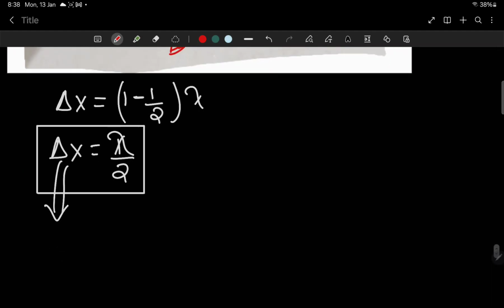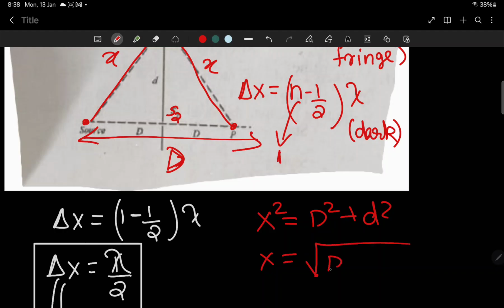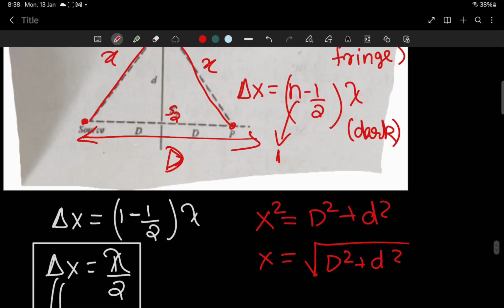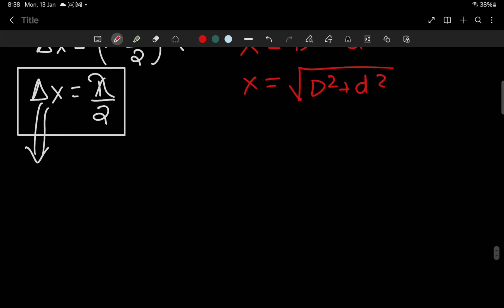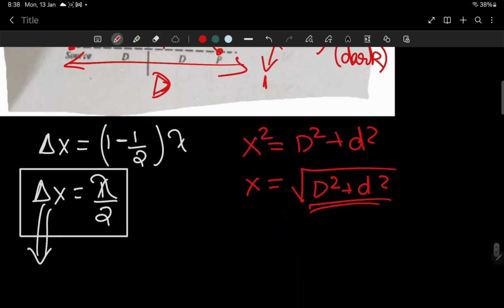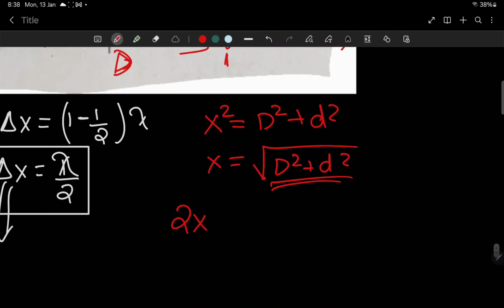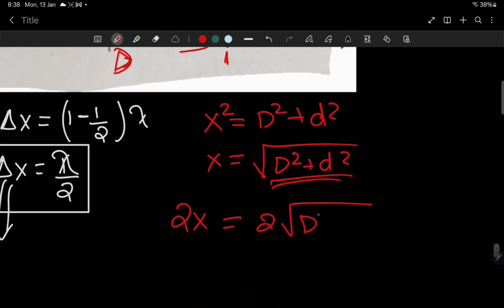What is this x? According to Pythagoras theorem, you can write x square is equal to d square plus small d square. Therefore x equal to root d square plus d square. This is the value of x. So therefore, what can we write? Now the other path difference. So 2x is the total distance between source and the point P. So that is 2 root d square plus d square.